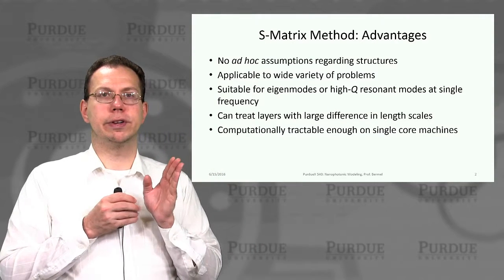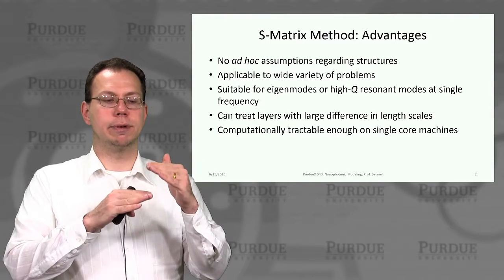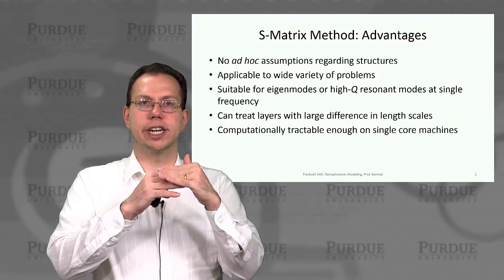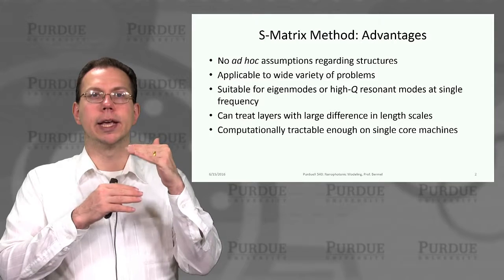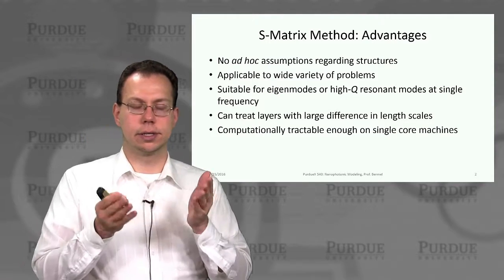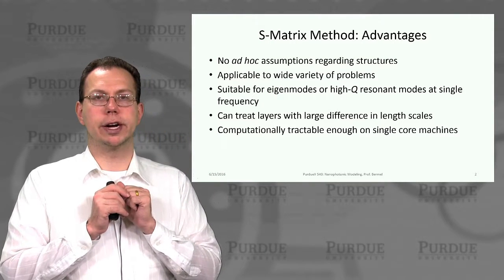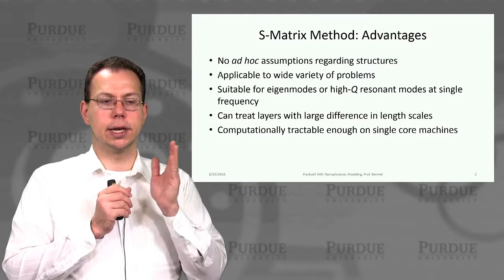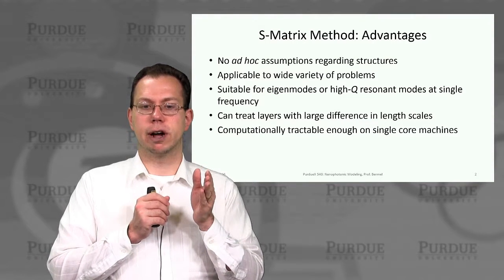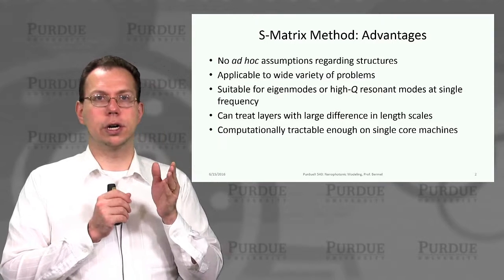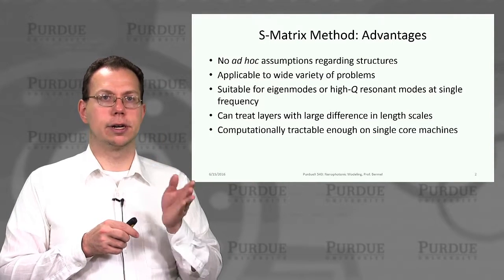Thankfully, we don't have to use an unreasonable amount of compute time, because computing propagation through a very, very thin layer is pretty much the same in terms of computational time as a very, very thick layer. So that's the advantage. It equalizes those length scales without requiring us to make uncontrolled approximations. Thus, it's computationally tractable enough for a number of problems to just run on a single core or small machine. You don't necessarily need a Cray supercomputer in order to do this.